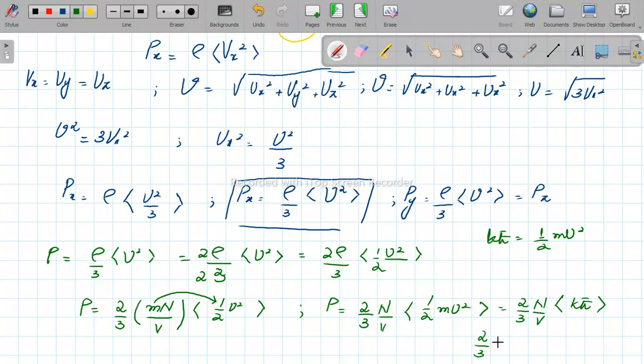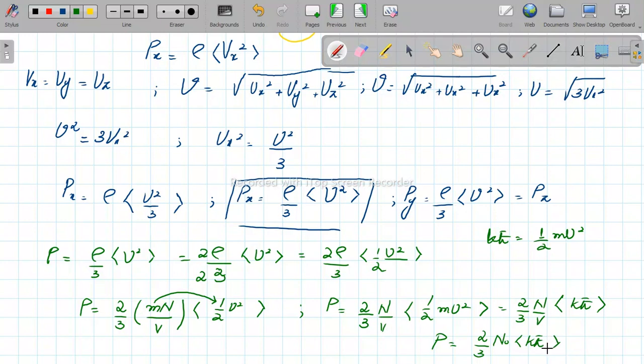This is what you would see in textbooks. N naught, this one, where this N naught is the total number of molecules per unit volume of the container, and this P is the general expression for pressure, where this 2 and 3 are of course the numerical values. This N naught is total number of molecules per unit volume, where this represents average translational kinetic energy.